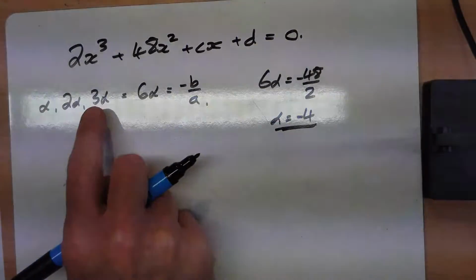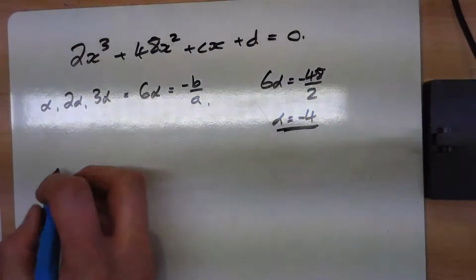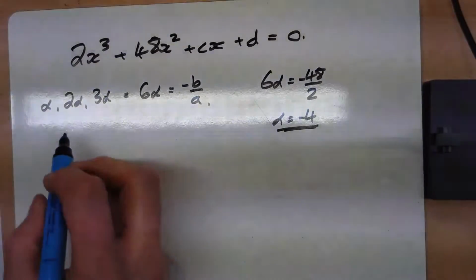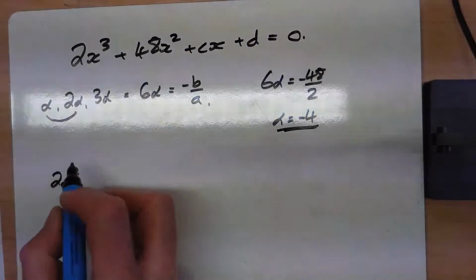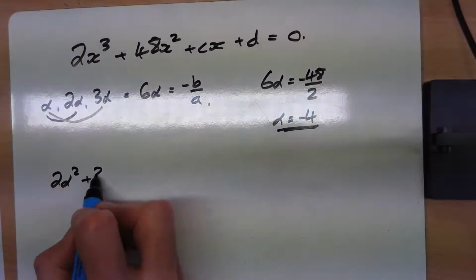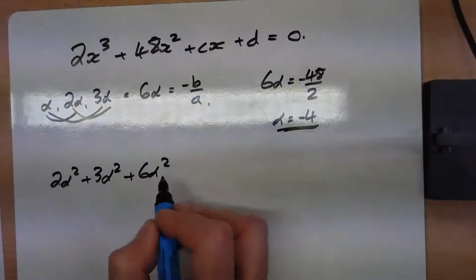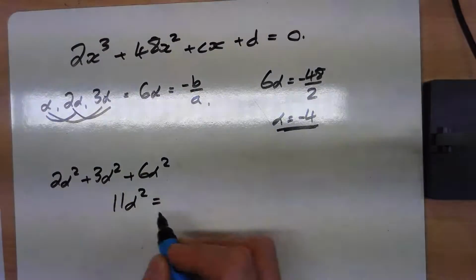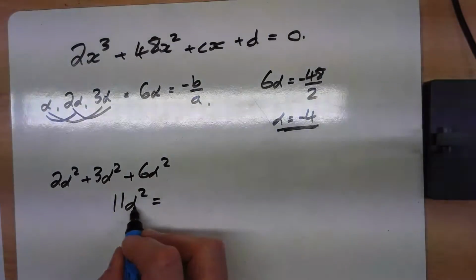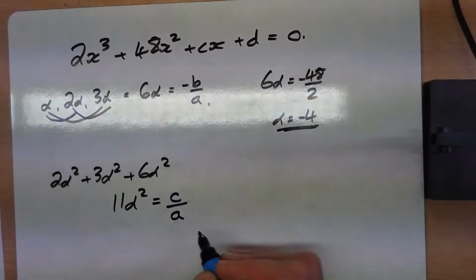Now, one way to continue this would be to go, okay, so if alpha's minus 4, then that one's minus 8, and that one's minus 12, and we can multiply all those together. But I suppose actually maybe the better way would be to do the pairs of the roots. That gives us 2 alpha squared, 3 alpha squared, and 6 alpha squared. So altogether that makes 11 alpha squared, and of course the pairs of the roots is c over a.